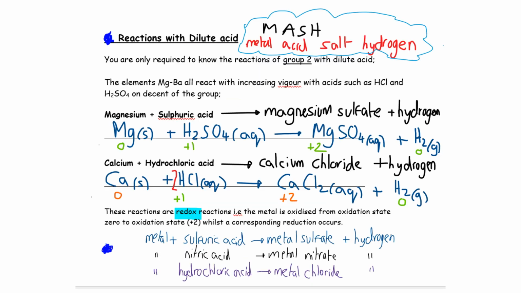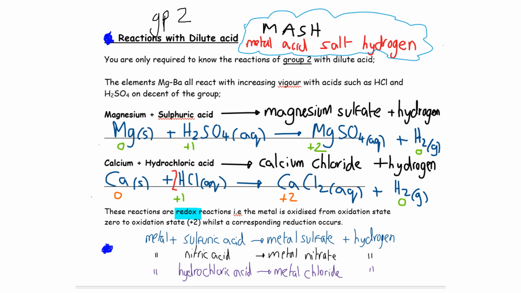And then the last reaction that we're going to look at in this video is the reaction of the group 2 elements. We should say here group 2, with dilute acid. You would be silly to try concentrated acid, so we're talking dilute acid. And the chemistry here is if you take a metal, react it with an acid, you form a salt and hydrogen. The way I would say to remember that is it's the MASH reaction. Metal, acid, salt, hydrogen. And as before, the reactivity increases as you go down the group.